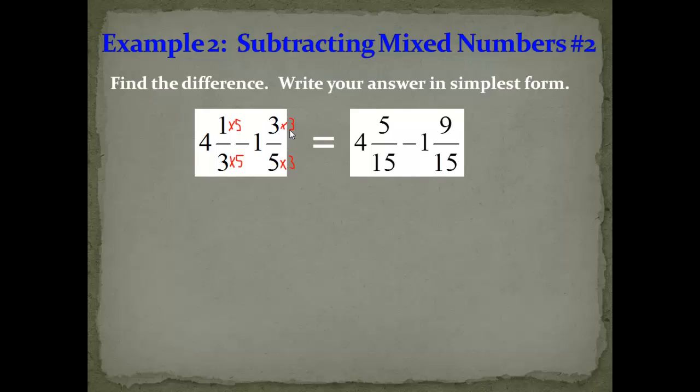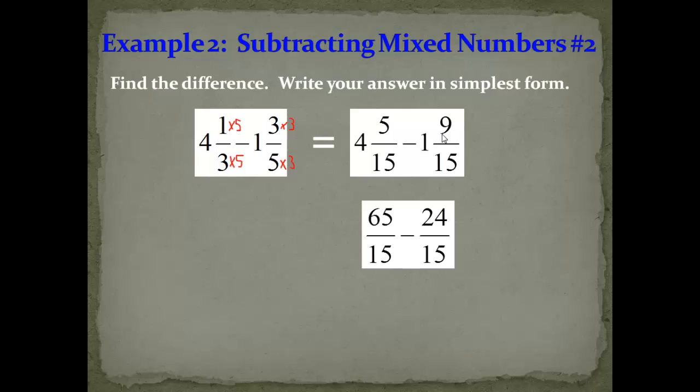The next thing we can do is convert both of our mixed numbers into improper fractions. So to do an improper fraction, we will do 15 times 4, and that is 60. We'll add 5, which will give us 65, so we'll have 65/15. And then for the second mixed number, we have 15 times 1 is 15, plus 9 is 24, so we'll have 24/15. So we had 65/15 minus 24/15.